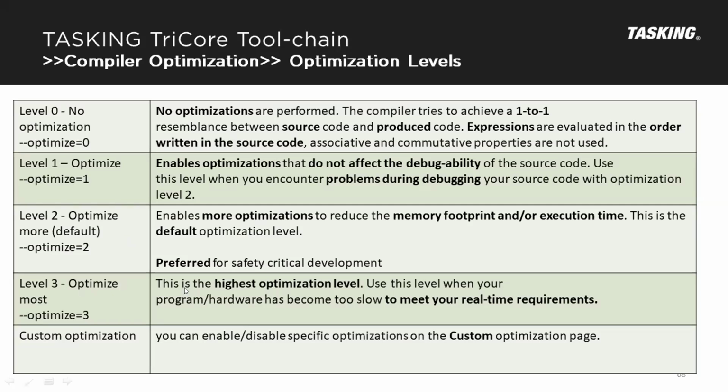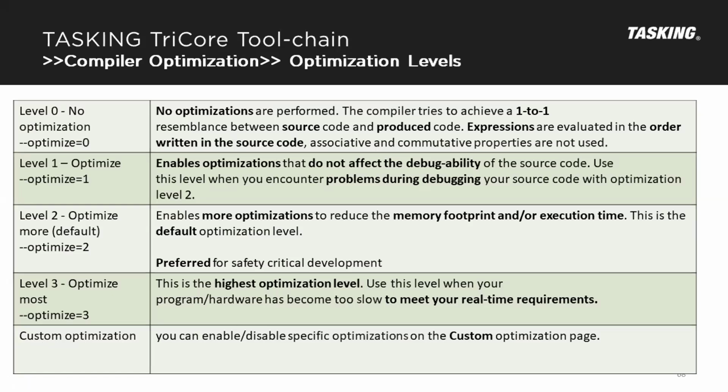The highest level optimization is level 3, or optimize more. Here I'm very aggressive when it comes to optimization in order to meet my real-time requirements. So if you have very critical real-time requirements and you cannot achieve them using level 2, okay, you could use level 3, which is the highest level of optimization. Or you could neglect all of these optimization options and define your own custom optimization if you would like as well.